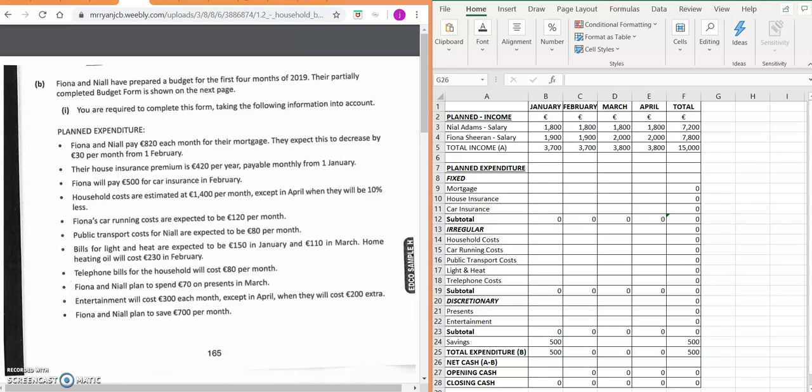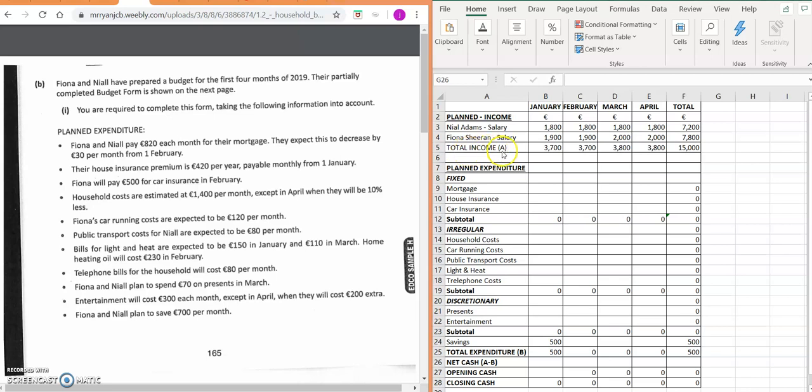Okay, so let's have a look at this household budget. Fiona and Neil have prepared a budget for the first 4 months of 2019. Their partly completed budget form is shown on the next page. So here we'll see the partially completed budget for their income.